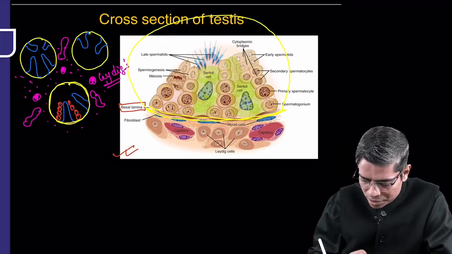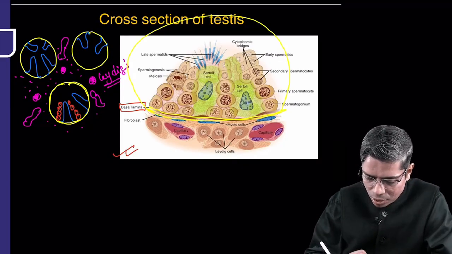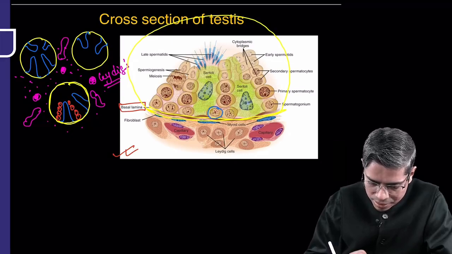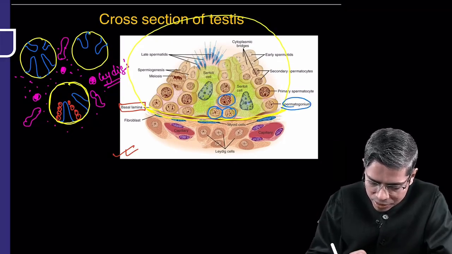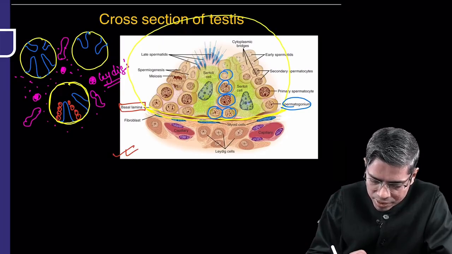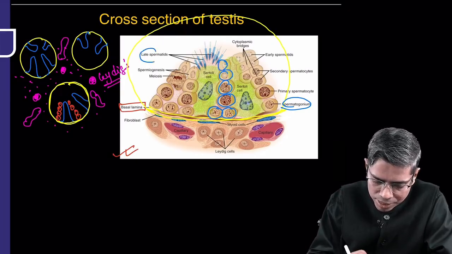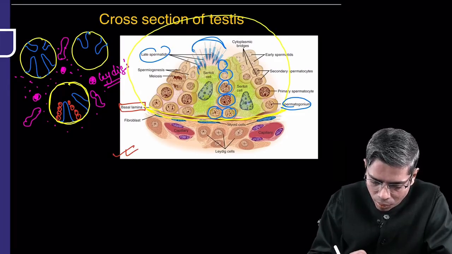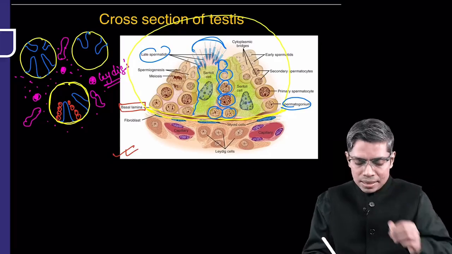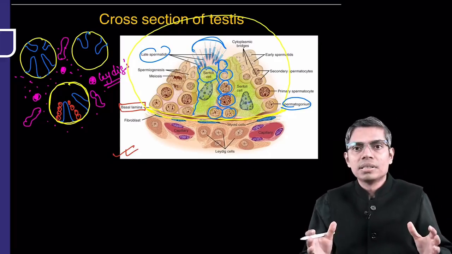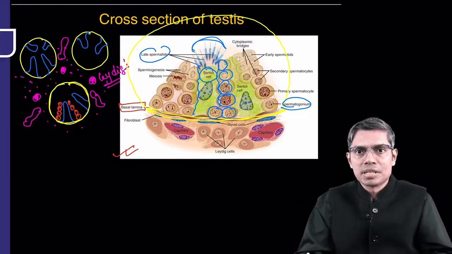And close to this Sertoli cell, there are various stages of the spermatogenesis process. For example, this is spermatogonia, right? Then the primary spermatocyte cell, then the secondary spermatocyte cell, and the fully mature sperm. They are all attached to this Sertoli cell only. That's why we say that the Sertoli cell is like the mother in the process of spermatogenesis.